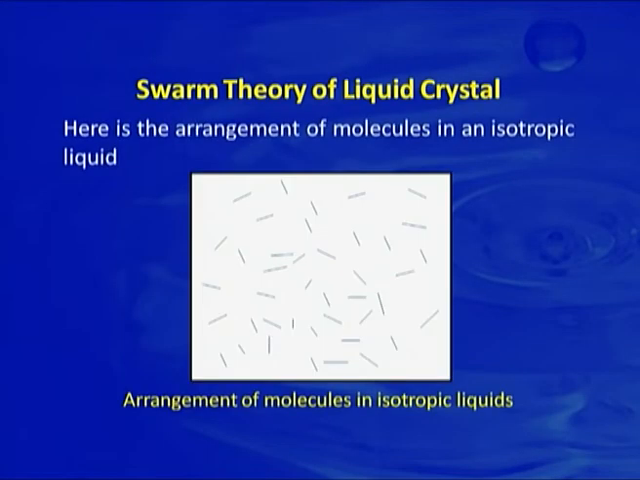Here is the arrangement of molecules in an isotropic liquid. These are molecules in an isotropic liquid, that is water. The molecules can move here and there easily.